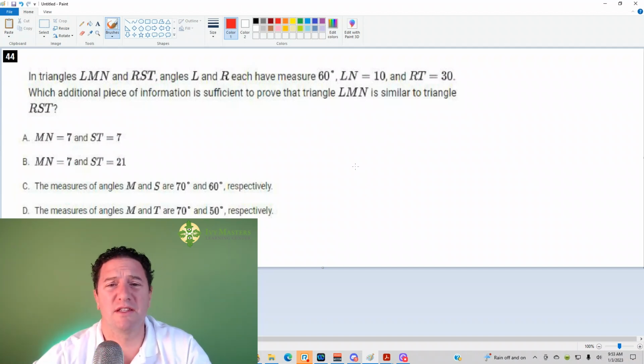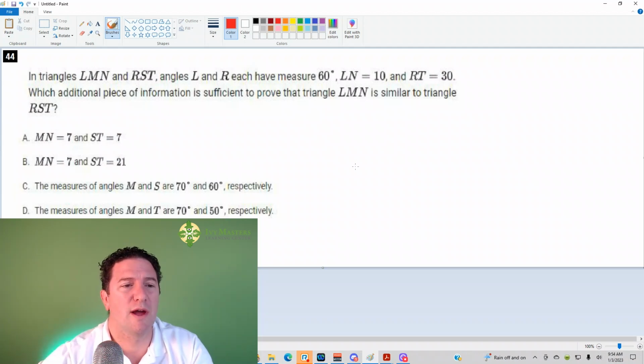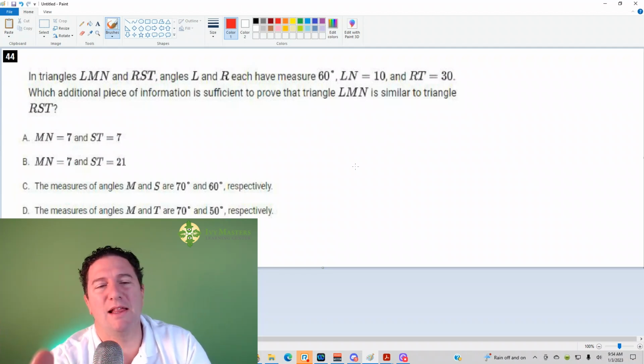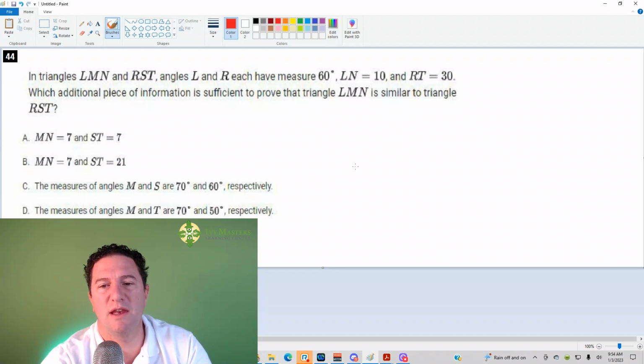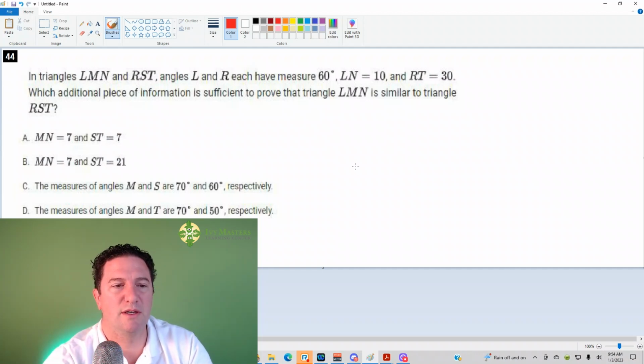the 44th question from Digital SAT Test 1 Potato version number 44 Math, which reads, triangles LMN and RST, angles L and R, each have a measure of 60 degrees, LN equals 10, and RT equals 30. Which additional piece of information is sufficient to prove that triangle LMN is similar to triangle RST?